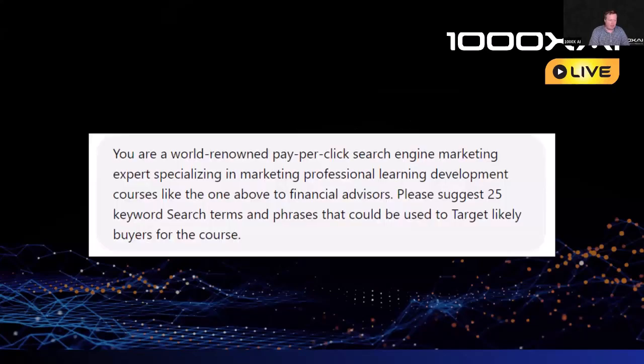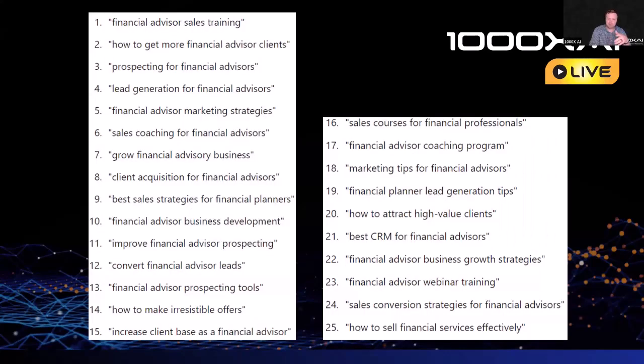And then just another prompt that's helpful. I don't do too much on the Google marketing. It's a totally different beast. But if you were going to go after it, you can have the AI generate keyword search terms. So I'll give context: you're a world-renowned pay-per-click search engine marketing expert specializing in marketing professional development courses. Please give me 25 keywords and search terms I could use to target likely buyers. And it'll give me stuff to go with. There are other tools to generate these keywords, but like I said, Google's a totally different beast.